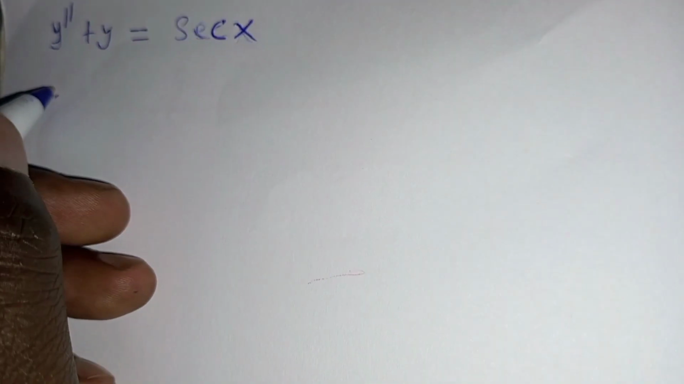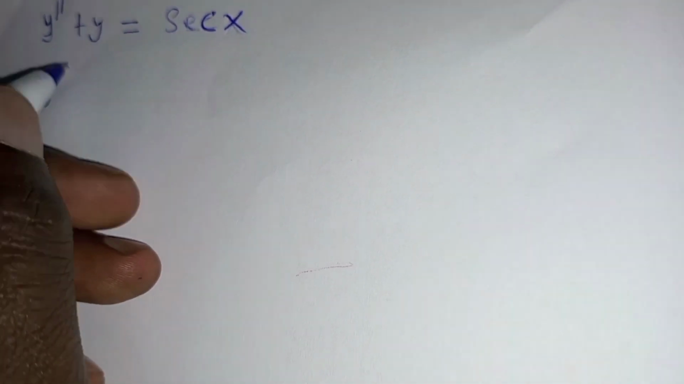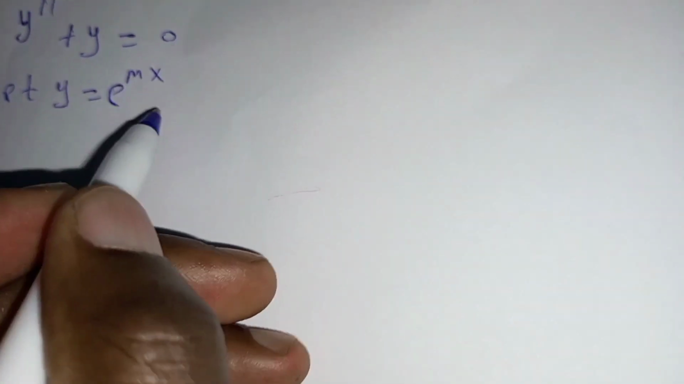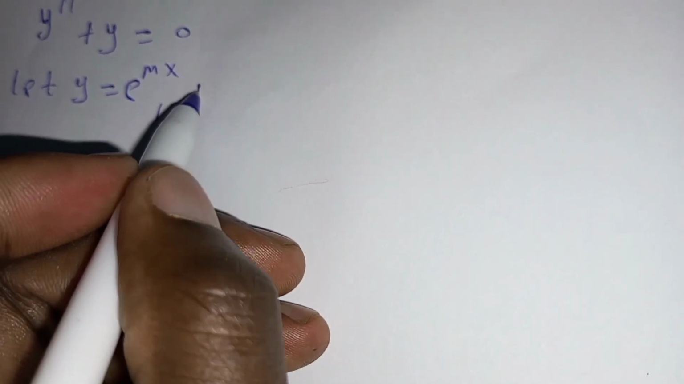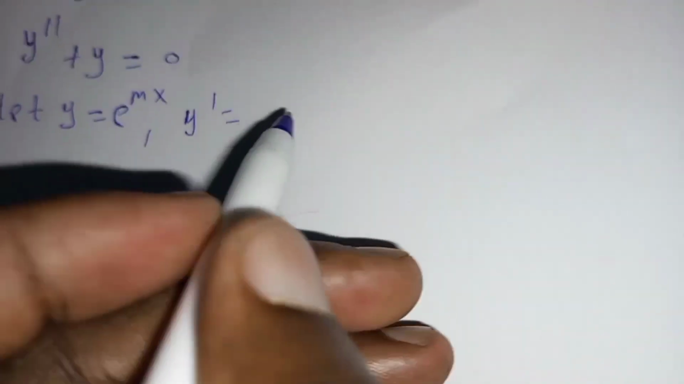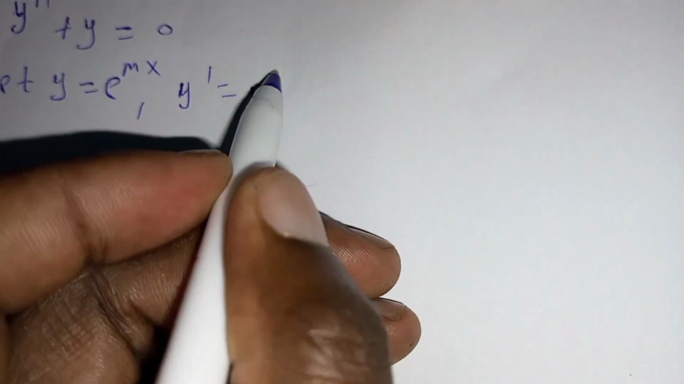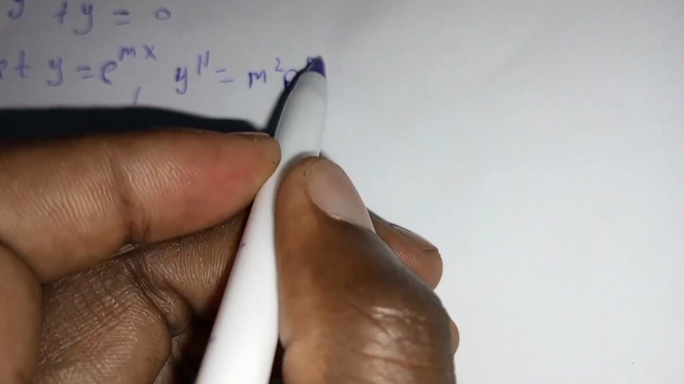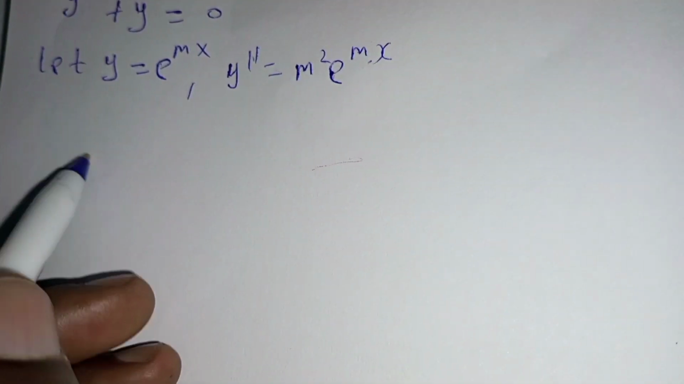So to do this, first of all, you are going to begin with the reduced form of this O.D.E, which is y double prime plus y, which is equal to 0. We let our y to be equal to exponential mx. We differentiate y to get y prime, and y double prime is m squared exponential mx. We substitute it back there.